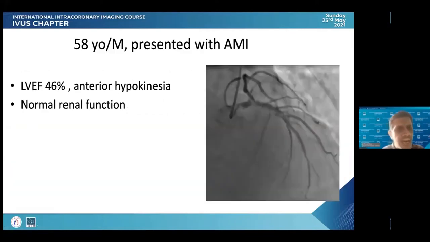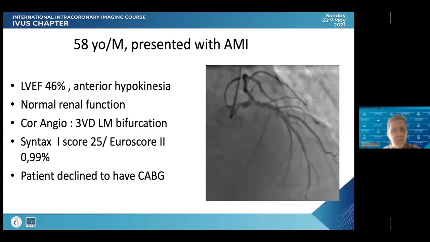LVEF was 46% with anterior hypokinesia, normal renal function. Coronary angio showed triple vessel disease, left main bifurcation, and SYNTAX score was 25, EuroSCORE 0.99. The patient was offered to have CABG, urgent CABG, but he declined. So we decided to do PCI.